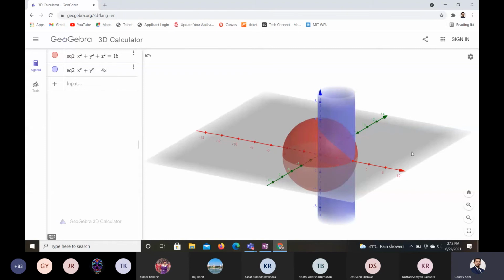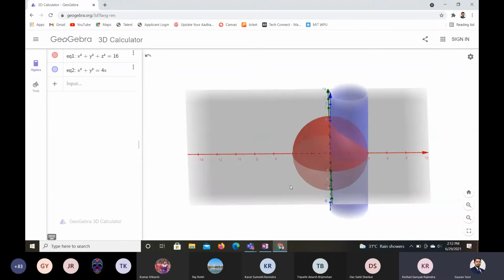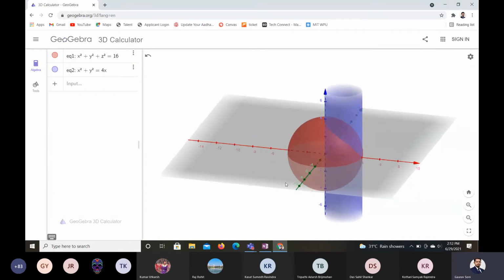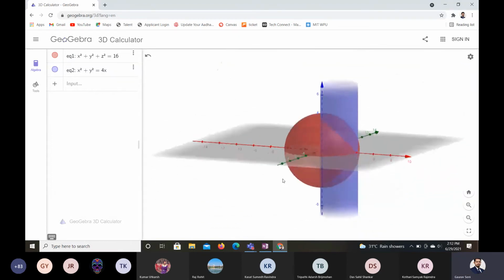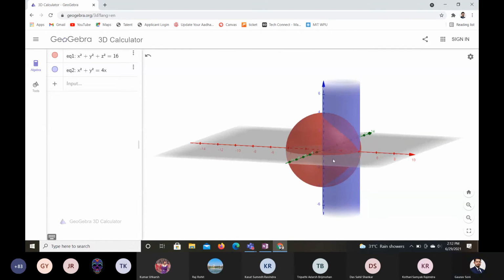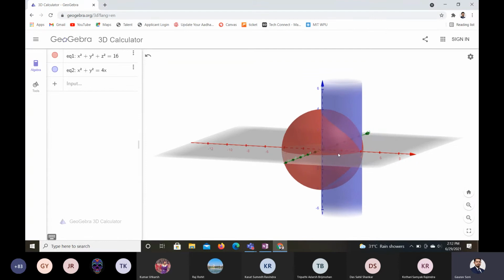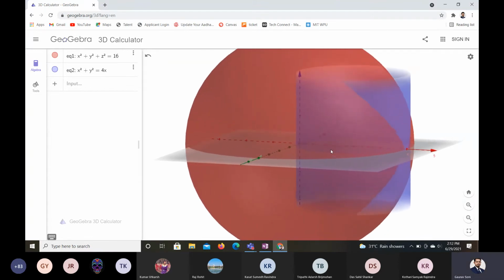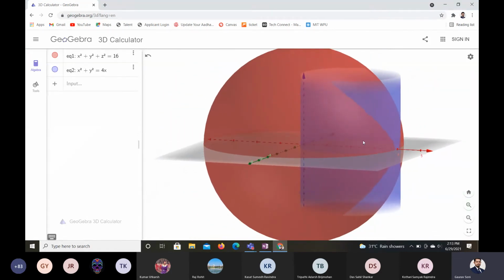So I hope the screen is visible now. So the diagram is going to be like this. You have a sphere and then it is cut down by this cylinder. When the sphere is cut down by the cylinder, I'll zoom in a bit. Whatever the intersection part you have, you can see that the cylinder here has a circle on the XY plane going upward, downward. So the intersection of the cylinder and the sphere will have this region.